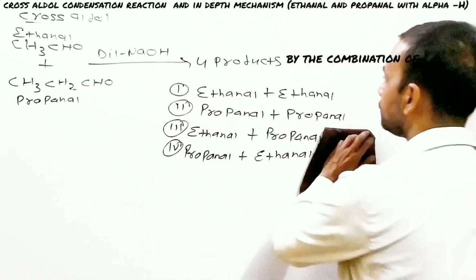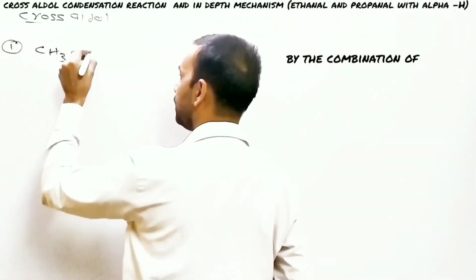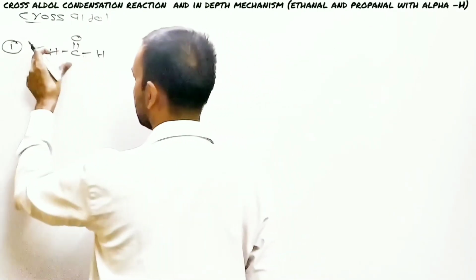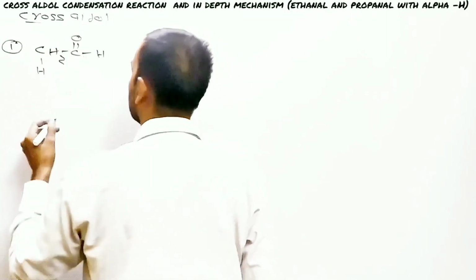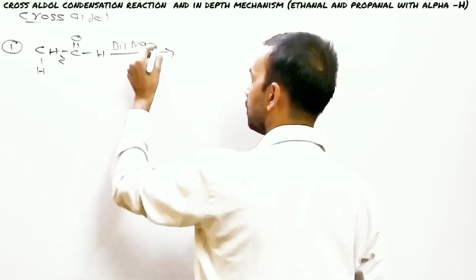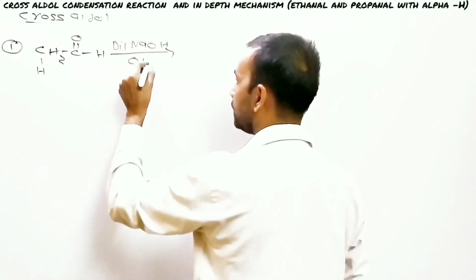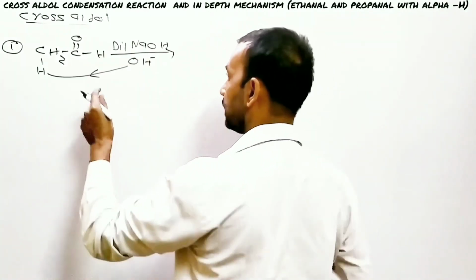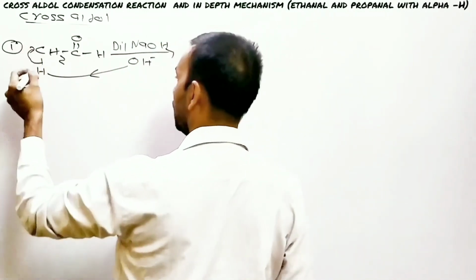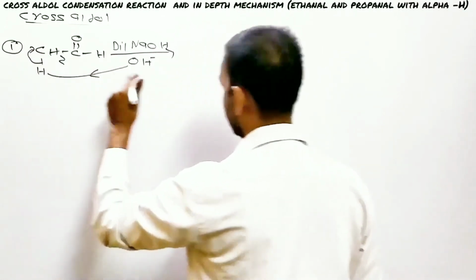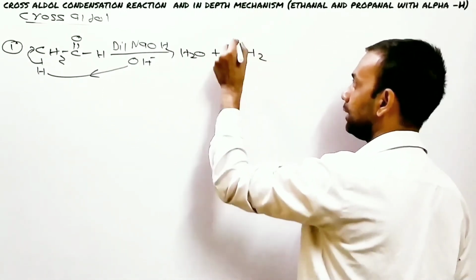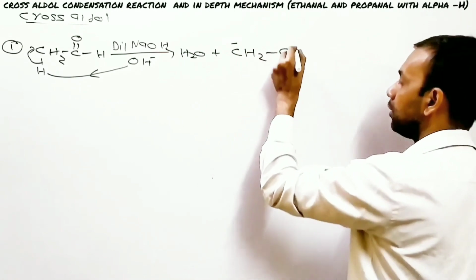Ethanal, ethanal, with dilute NaOH. What will happen? The OH negative takes the hydrogen: when ethanal is treated with dilute NaOH, this bond undergoes cleavage, the OH comes out with H and forms water. The other product you get is a carbanion with an aldehyde group.